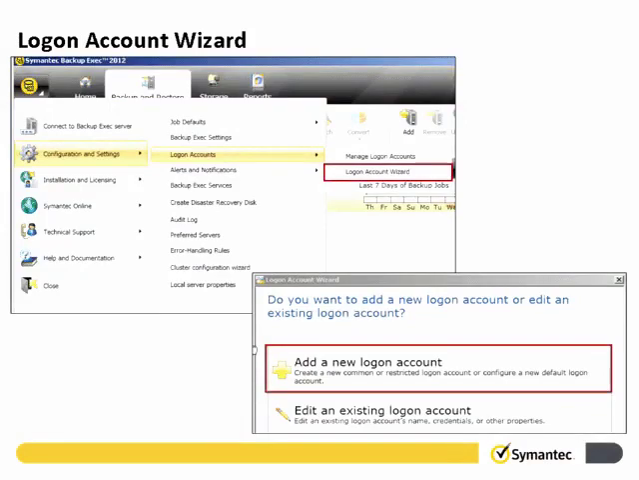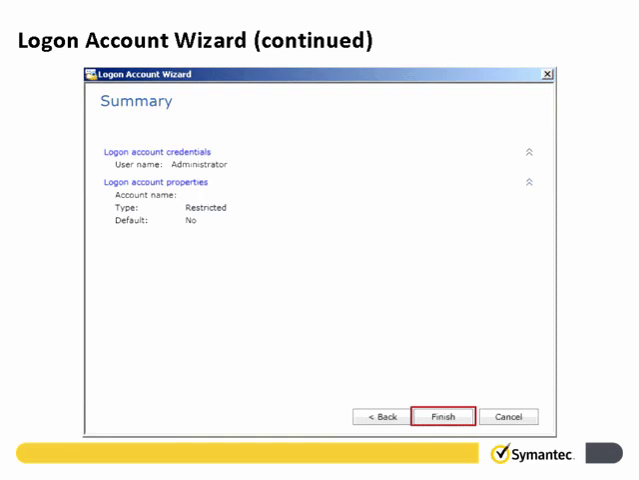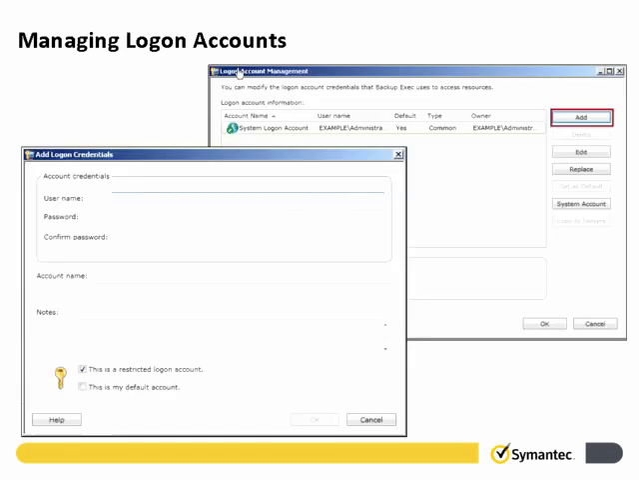There is a wizard to help you with logon accounts. So if I go to the Backup Exec button and the configuration and settings, I go to logon accounts. I can create a new logon account. This is to log on to Backup Exec. So what credentials do I wish to use? And if I want to make this a common logon or restricted logon, and you'll notice the descriptions here, and it will give you a summary of the logon account that you've just created. You can also manage logon accounts, so I can add them from here. I can change how their credentials work, if they're restricted or default.